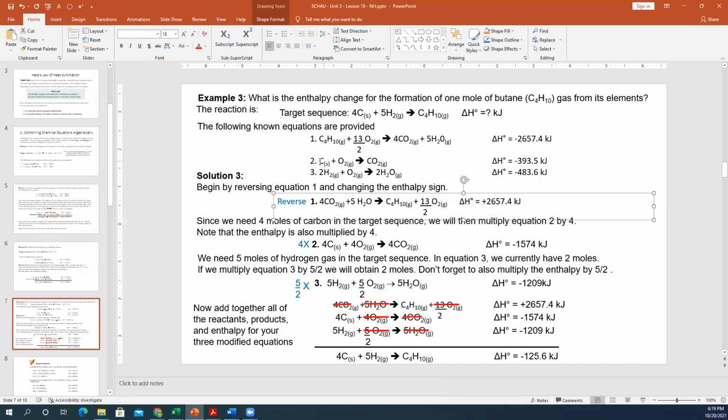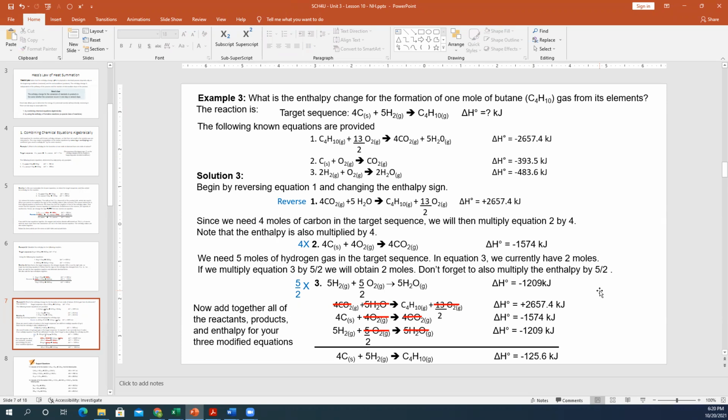And our second equation is that carbon plus O2 goes to CO2. Our third equation is that 2 H2 molecules plus 1 O2 molecule goes to 2 H2Os. And we see that we have delta H values for it. So we begin by examining, using these three, how can we arrive at this final point here?